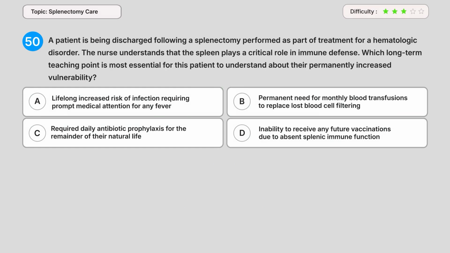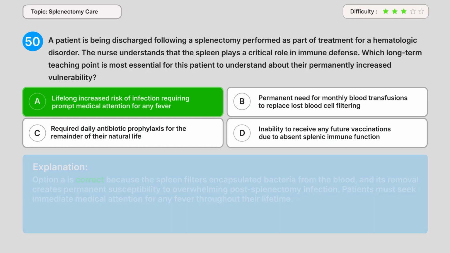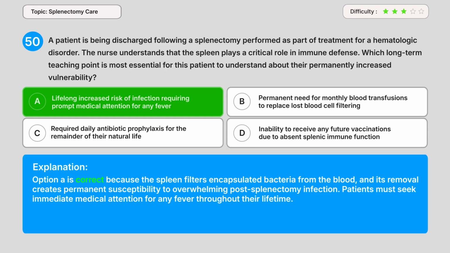Correct answer. A. Lifelong increased risk of infection, requiring prompt medical attention for any fever. Explanation. Option A is correct because the spleen filters encapsulated bacteria from the blood, and its removal creates permanent susceptibility to overwhelming post-splenectomy infection. Patients must seek immediate medical attention for any fever throughout their lifetime.